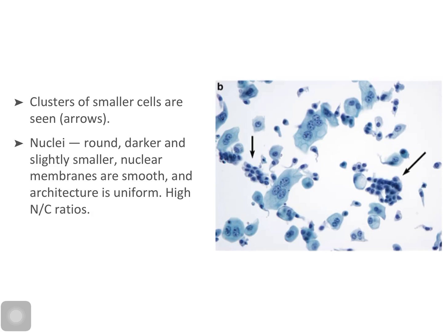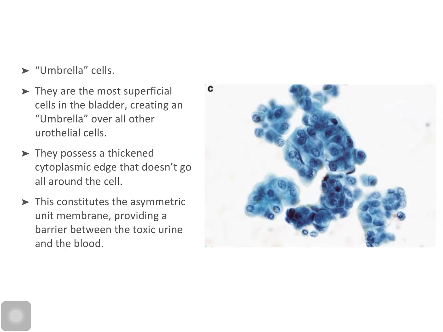Here we can see there are clusters of smaller cells. Here the nuclei are round, darker and slightly smaller. The nuclear membranes are smooth and architecture is uniform. They have high NC ratios, but they are not considered as malignant cells.